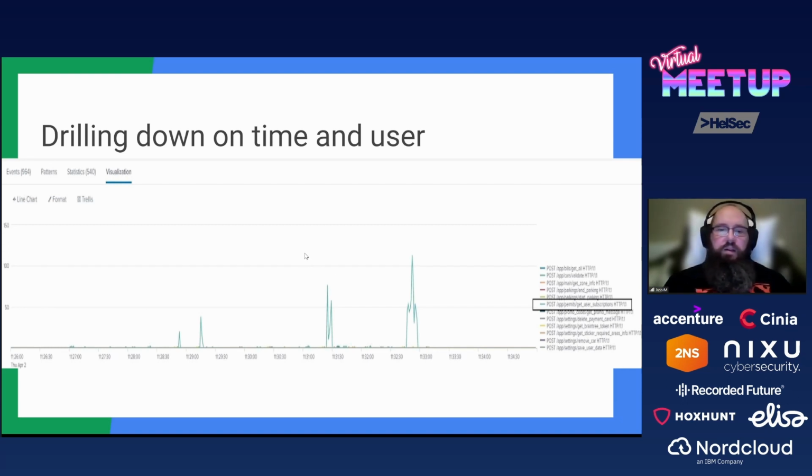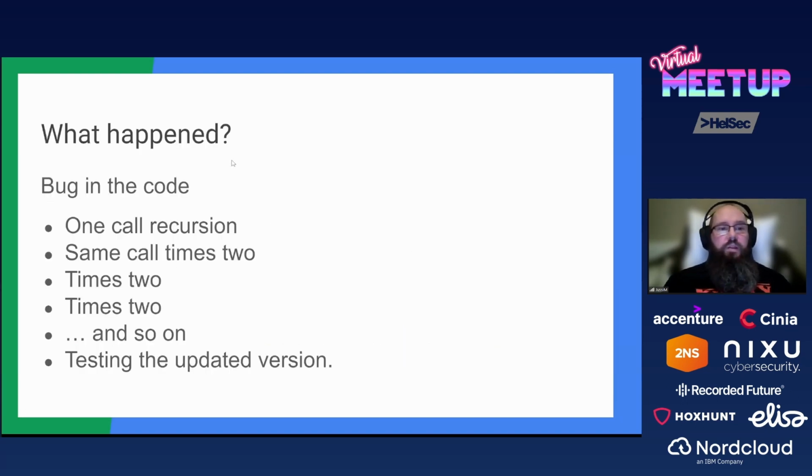So drilling down and tracking this anomaly really gave us good training, and it happened to be a bug in the code. So there was one call recursion. So one call times 2 times 2 times 2 and so on.